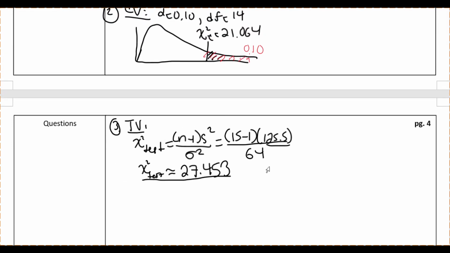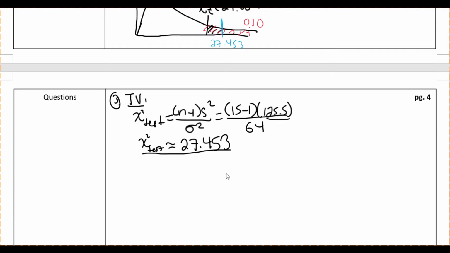So I'm going to label that on the curve that was drawn. So that means that our test value is somewhere around here. So this is our 27.453. So that means we are inside our rejection region, which means we are going to reject the null hypothesis.